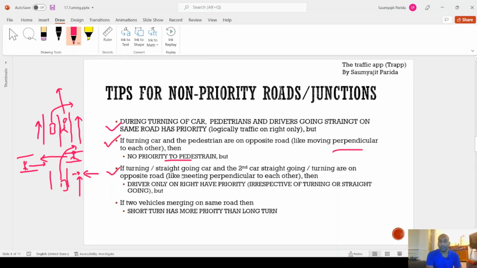Okay, the third point, if a turning or straight-going car and a second straight-going or turning car are on opposite roads, like meeting perpendicular to each other, then the driver on the right has priority. For example, in this scenario, if a car is like this and another car is like this, then this car has priority. This is what I am trying to say.